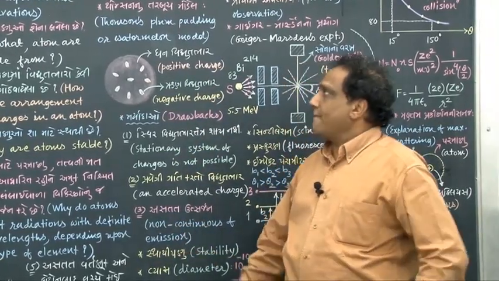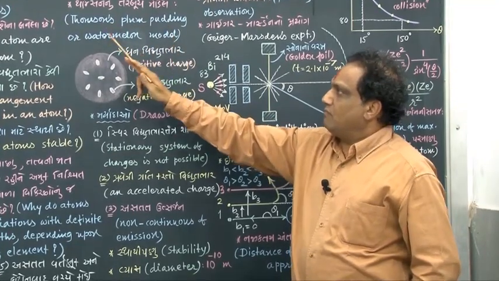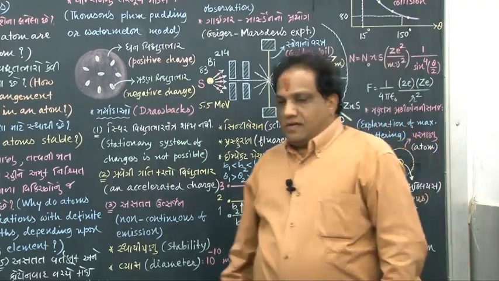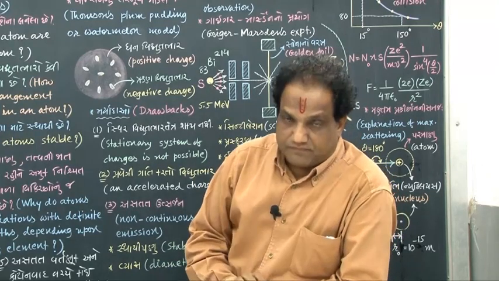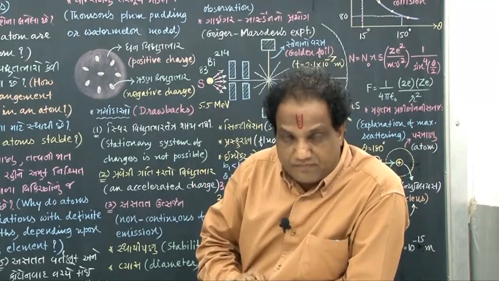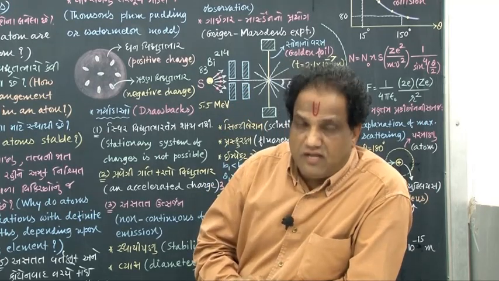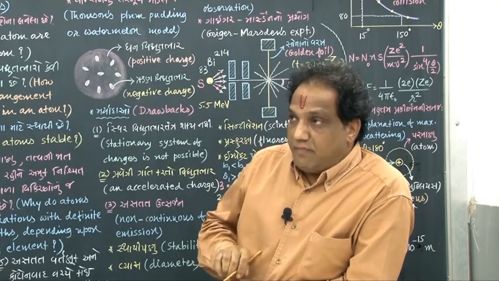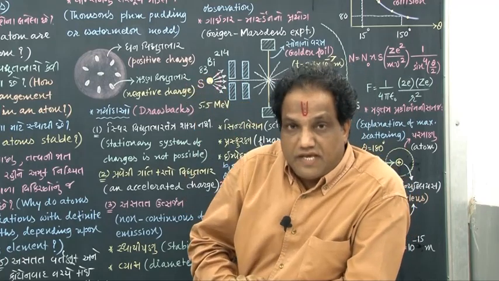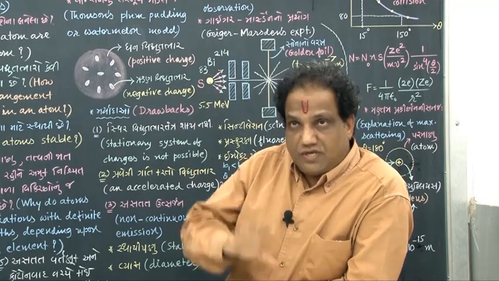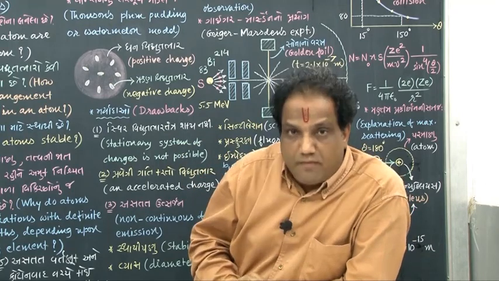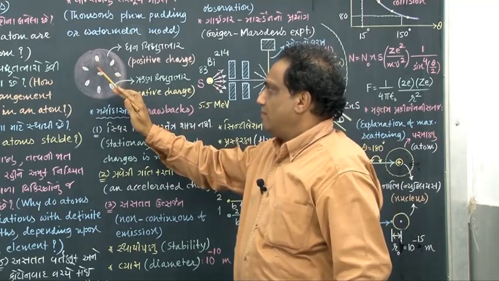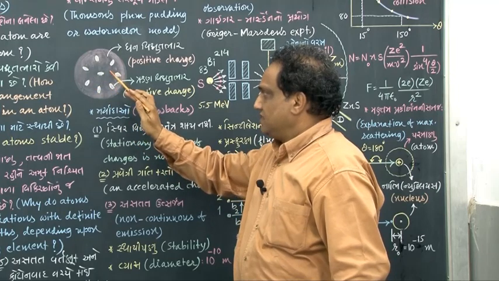Let us consider now Thomson's plum pudding model or Thomson's watermelon model. How is the composition of an atom? What is the constitution of an atom? The very first theoretical model was proposed by Mr. Thomson. He suggested that perhaps the structure of an atom is like a watermelon, in which the majority of the volume is occupied by the pulp of the watermelon, which here I have shown with a pink shade. Okay, this is the pulp.